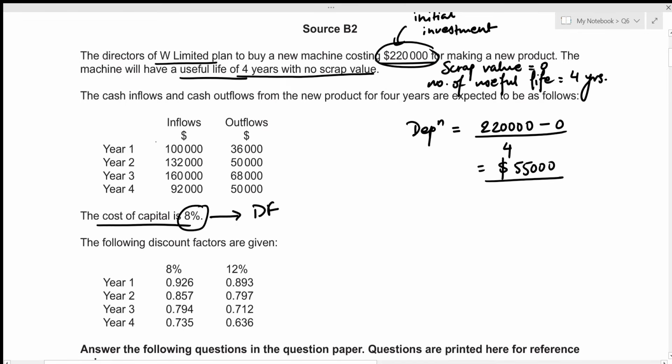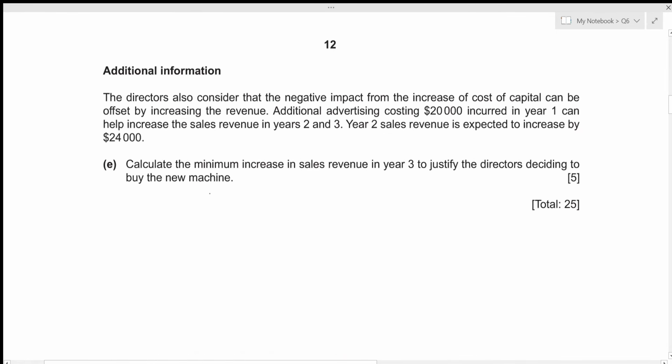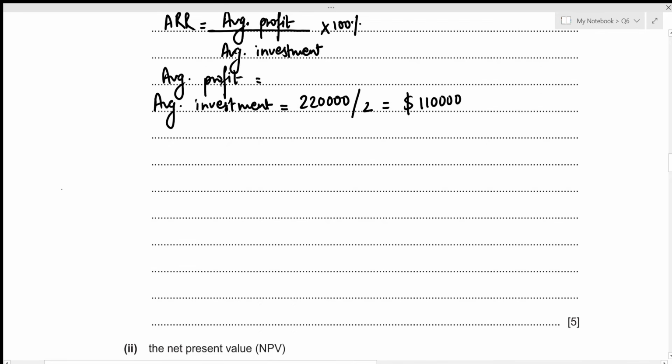So the inflows for year 1, 2, 3, and 4 are 100,000, 132,000, 160,000, and 92,000 respectively. Let's list that down. So we have the year 1, 2, 3, and 4. We have our inflows. For year 1, that was 100,000. For year 2, it was 132,000. For year 3, it was 160,000. And for year 4, that was 92,000.